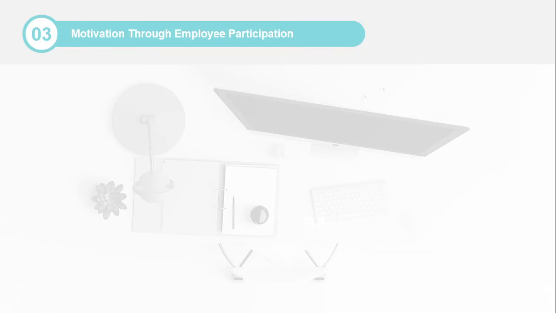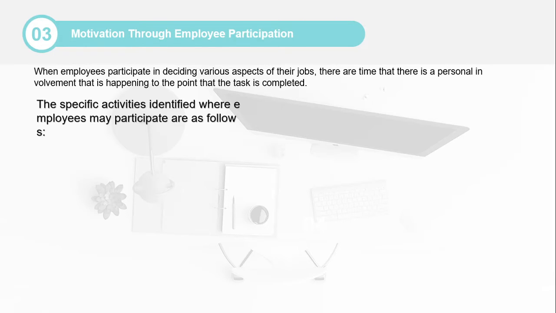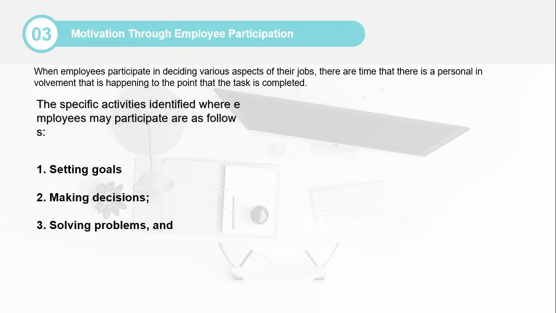Next is motivation through employee participation. When employees participate in deciding various aspects of their jobs, there are times that there is a personal involvement to the point that the task is completed. Specific activities identified where employees may participate are as follows. First, setting goals. Second, making decisions. Third, solving problems. And fourth, designing and implementing organizational changes.